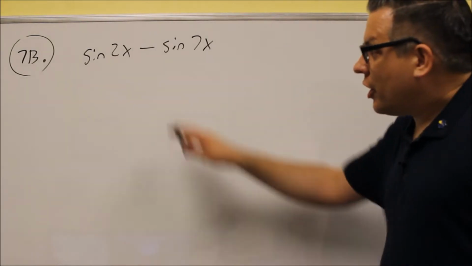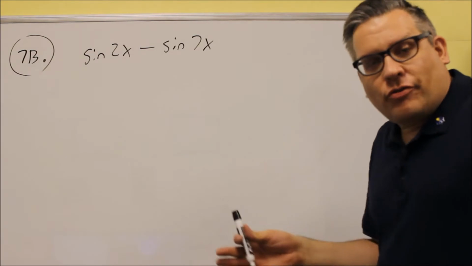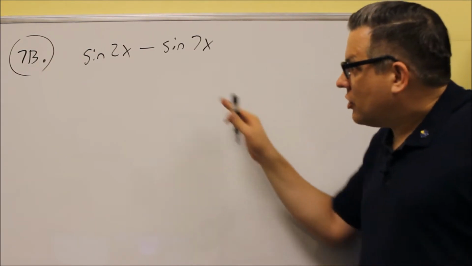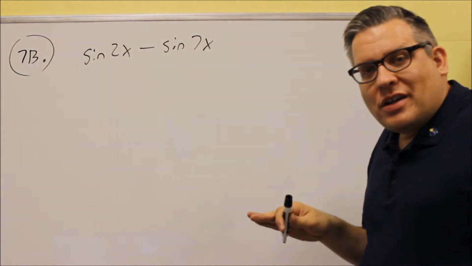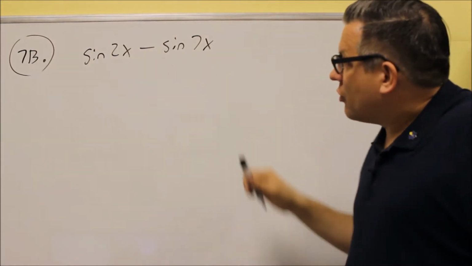For 7b, we're going to get an expression for the answer because we have x's involved. Now, for these number 7s, it'll always tell you to write with positive angles. So again, if you've got the larger one here, in order to avoid having a negative angle, because you want to write it with positive angles, we want to switch the order.